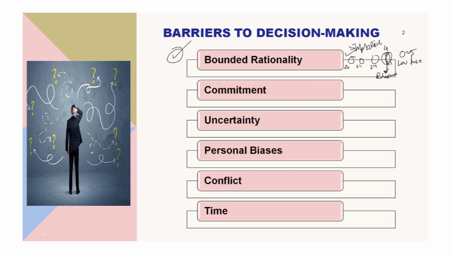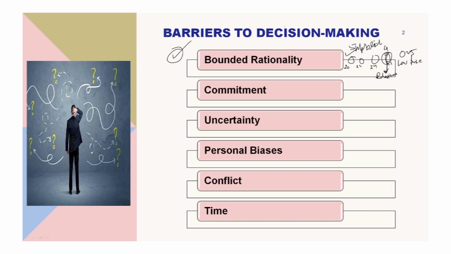The second one is commitment. Let's understand with an example. Suppose a manager is purchasing software. Two companies are there, company ABC and XYZ, and the manager can take the software from either. Company XYZ is a very top company, and ABC is a new company.